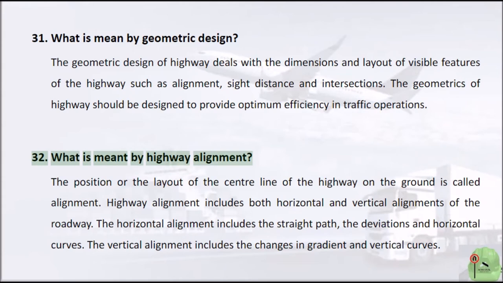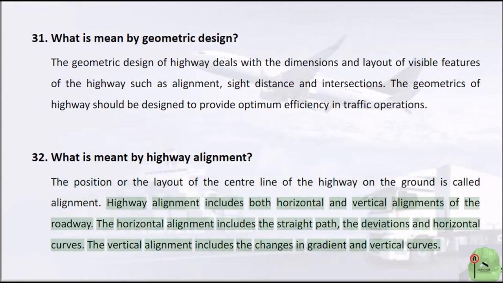What is meant by highway alignment? The position or the layout of the center line of the highway on the ground is called alignment. Highway alignment includes both horizontal and vertical alignments of the roadway. The horizontal alignment includes the straight path, the deviations, and horizontal curves. The vertical alignment includes the changes in gradient and vertical curves.